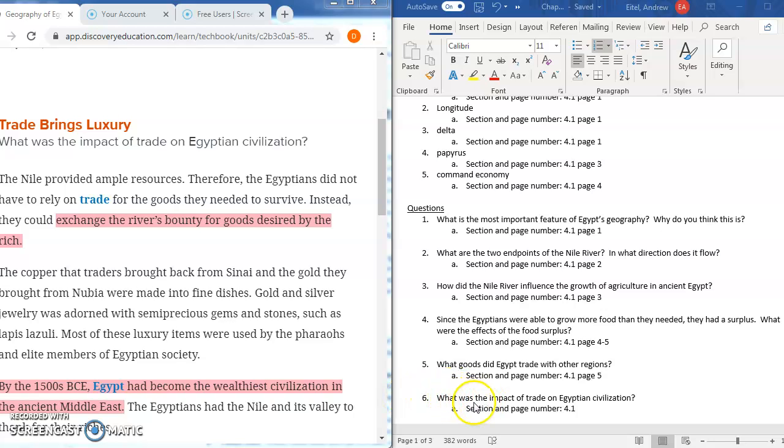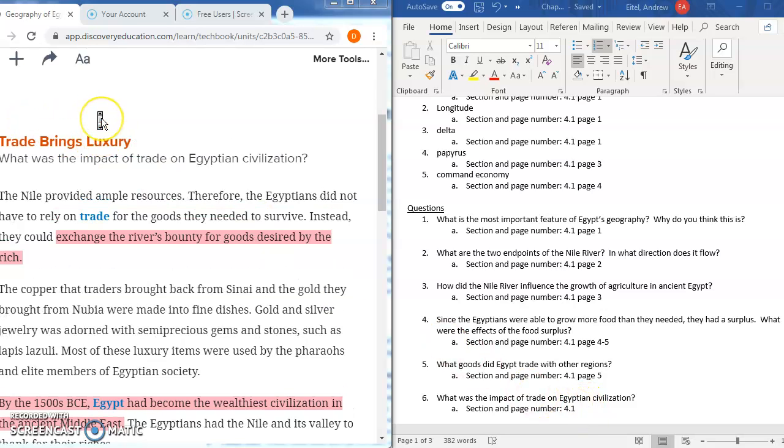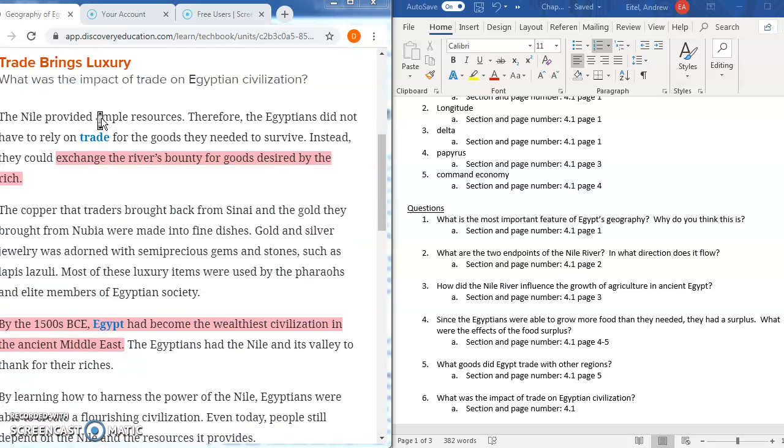All right, we're still looking for the answer to what was the impact of trade on the Egyptian civilization. Trade brings luxury. We are now on page 6. What was the impact of trade on Egyptian civilization? So it appears that this page is going to answer our question. The Nile provided ample resources. Therefore, the Egyptians did not have to rely on trade for goods that they needed to survive. Instead, they could exchange the river's bounty for goods desired by the rich.